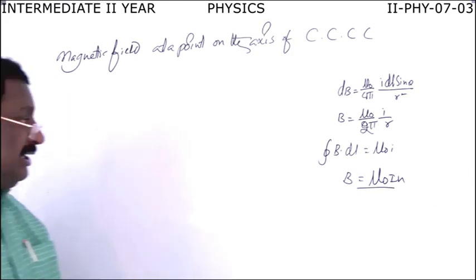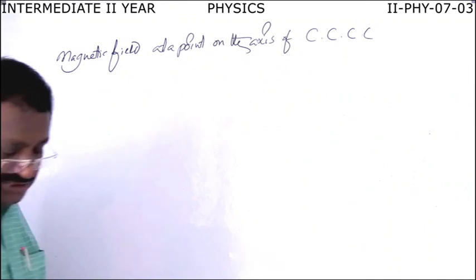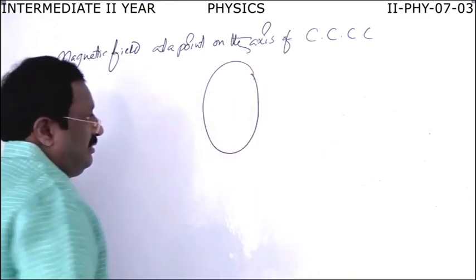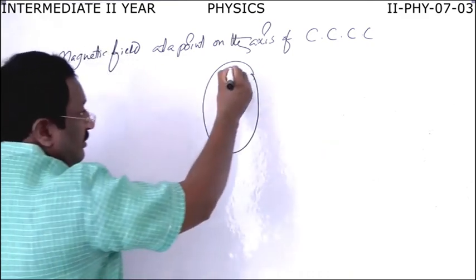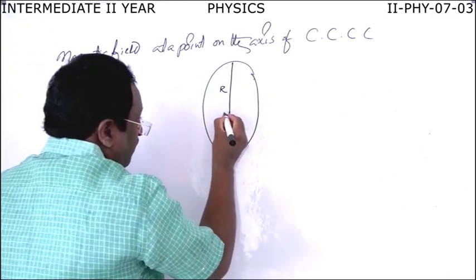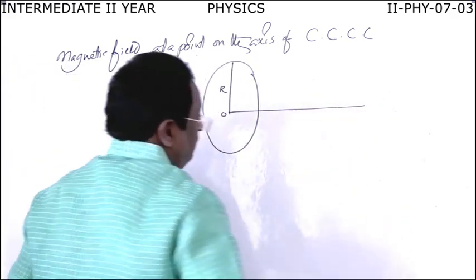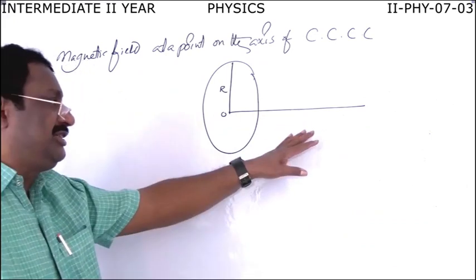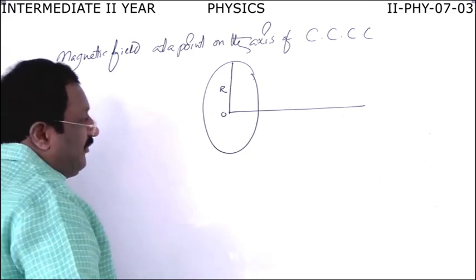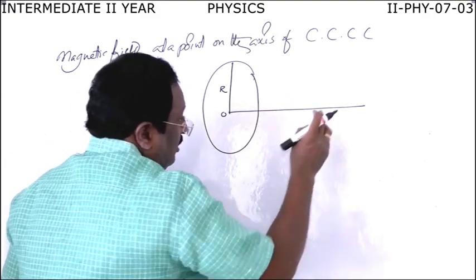So let us consider a circular coil. The radius of the coil is capital R. Let O be the center of the coil. This is the axis of the coil. This axis is perpendicular to the plane of the coil. Now we find the magnetic field at any one point on this axis. So let us choose one point on this axis.